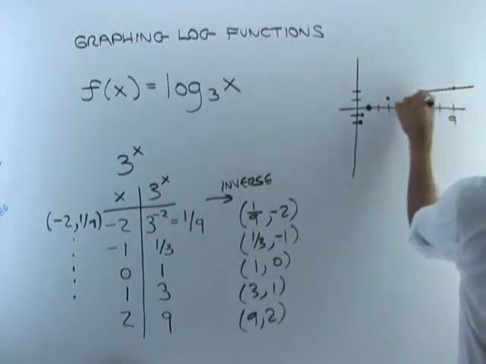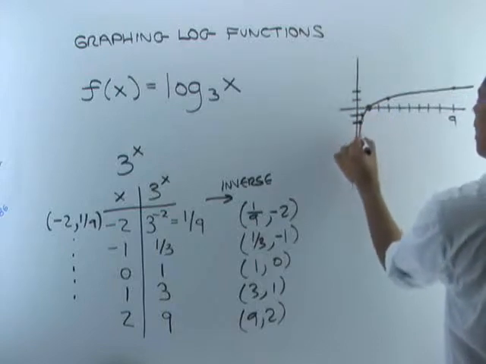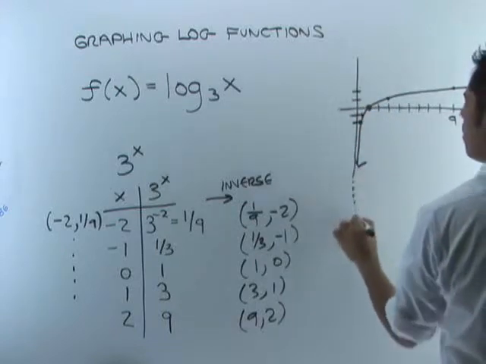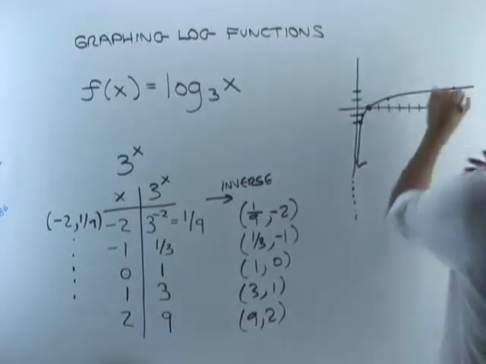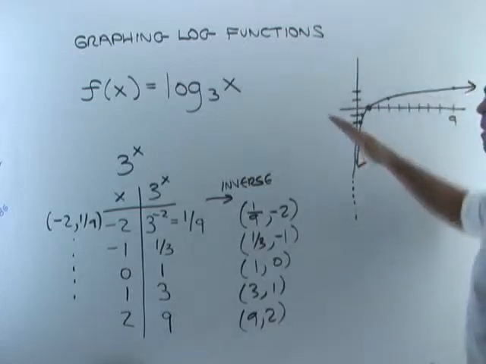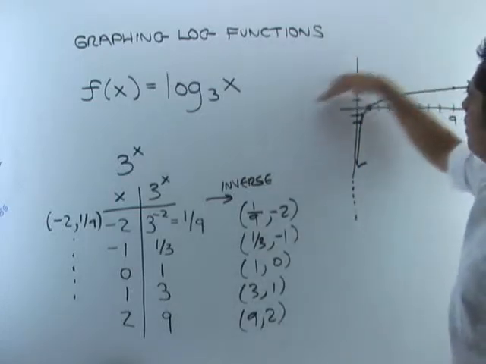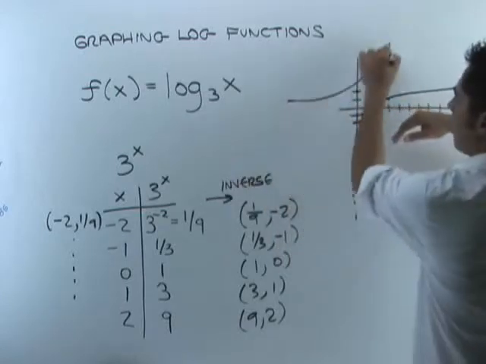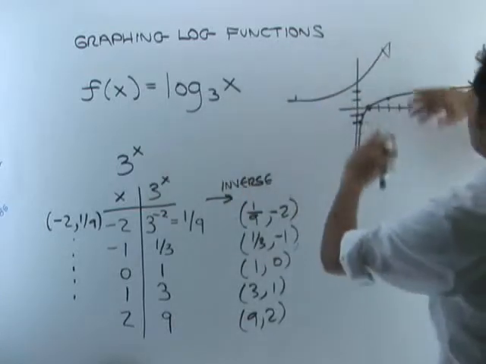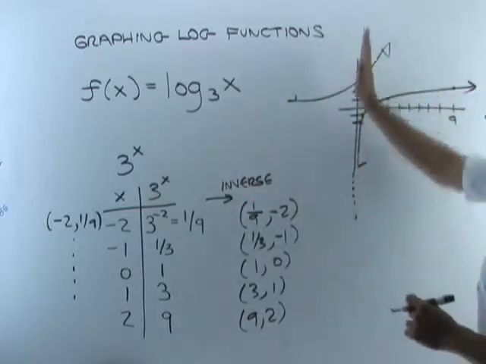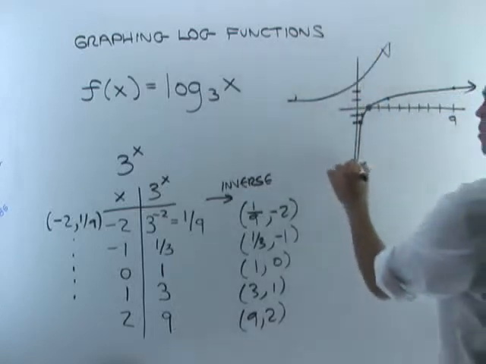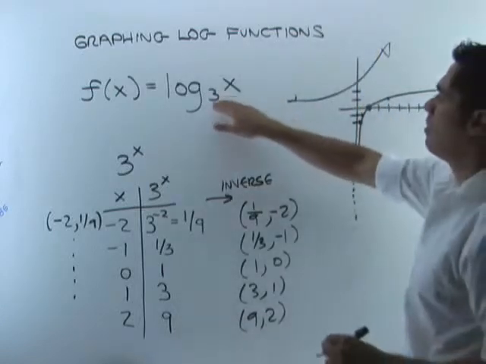And you can see you've got that graph, and we know that we're going to have a vertical asymptote of the y-axis. Remember, because it's an inverse, right? Instead of having a horizontal asymptote for 3 to the x, right? 3 to the x looks something like this. The inverse was flipped over, so it's now the y-axis that becomes our vertical asymptote. So this is the graph of this logarithmic function.